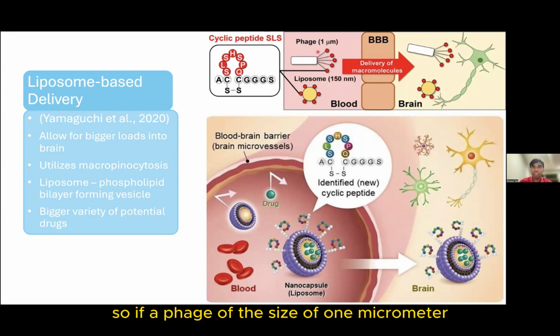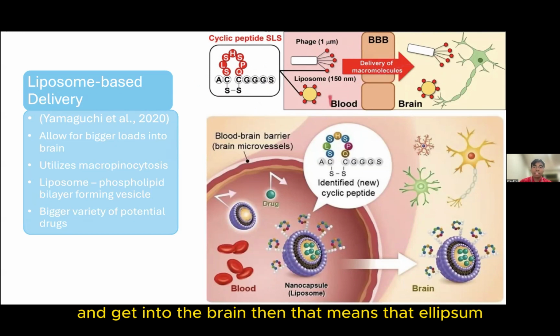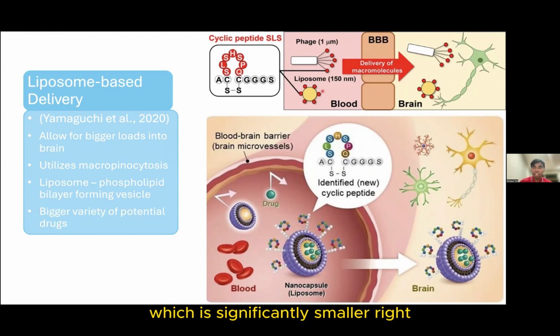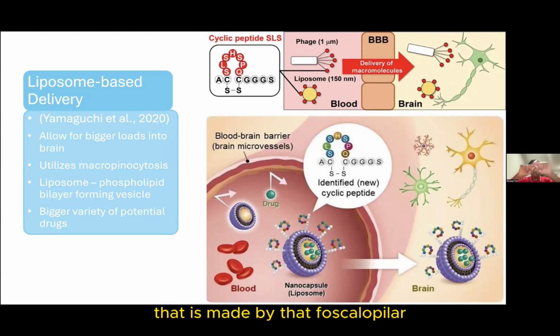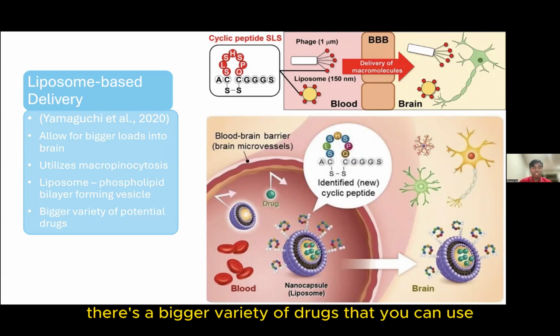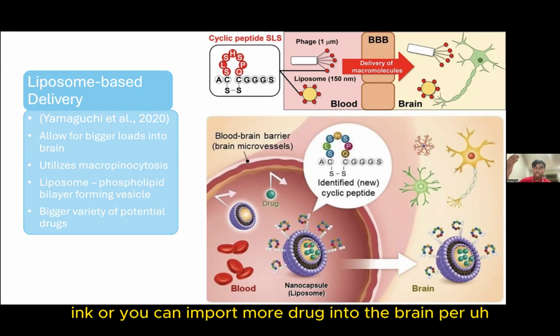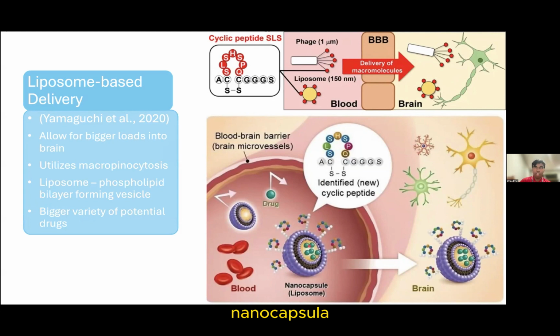So if a phage of the size of 1 micrometer can make it through the blood-brain barrier and get into the brain, then that means that a liposome, which is significantly smaller, will have an even easier time getting into the brain through the blood-brain barrier. A bigger benefit with using this as well is that since your drugs are contained within a little vesicle made by that phospholipid bilayer, there's a bigger variety of drugs that you can use, and also you can import more drug into the brain per nanocapsule liposome as compared to certain nanoparticles.